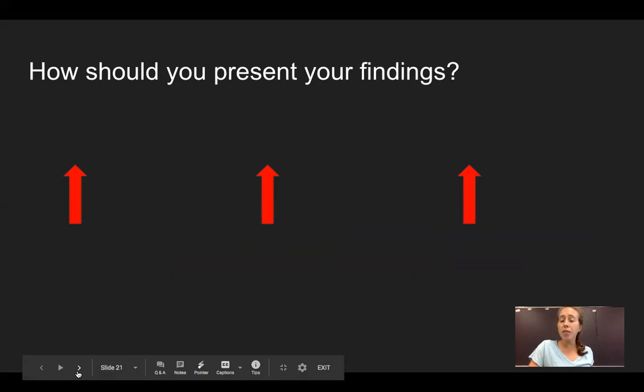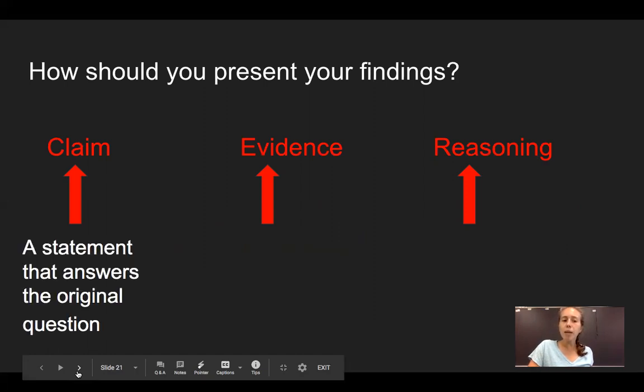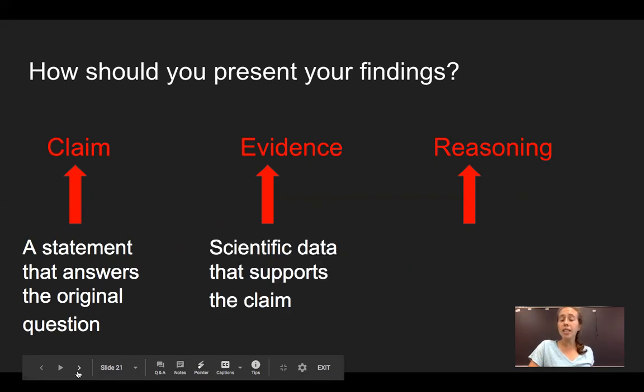Okay. And once I figure this out, I will be presenting my findings in the format of claim, evidence, reasoning. So my claim is a statement that answers the original question. Lower pH causes more pink hydrangeas to grow. My evidence is the scientific data that supports my claim. So 9 out of 10 hydrangeas are pink when the pH is 6.5, while only 6 out of 10 are pink when the pH is 7.0, and 1 out of 10 is pink when the pH is 7.5.